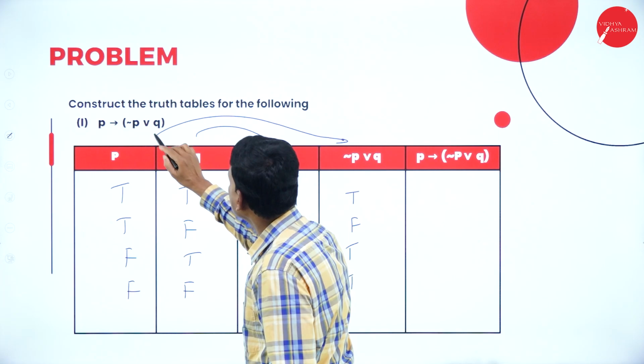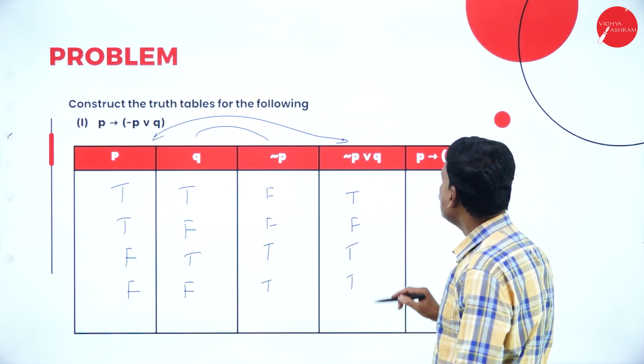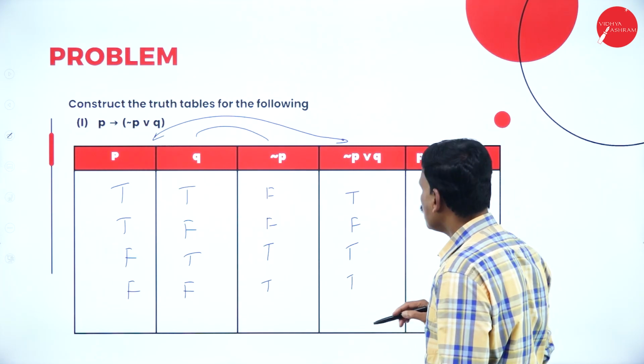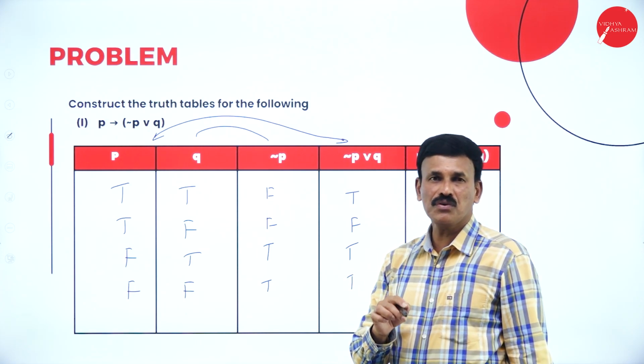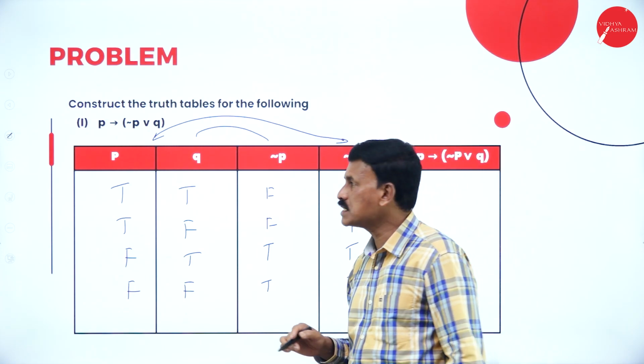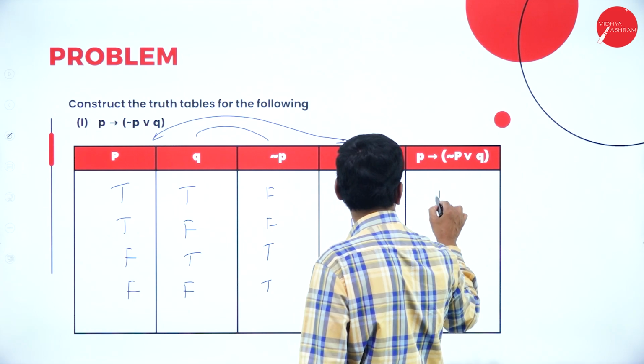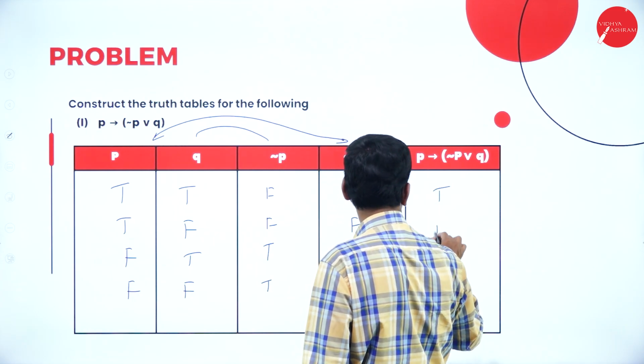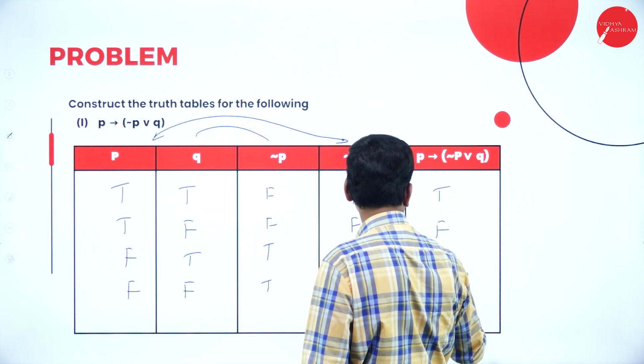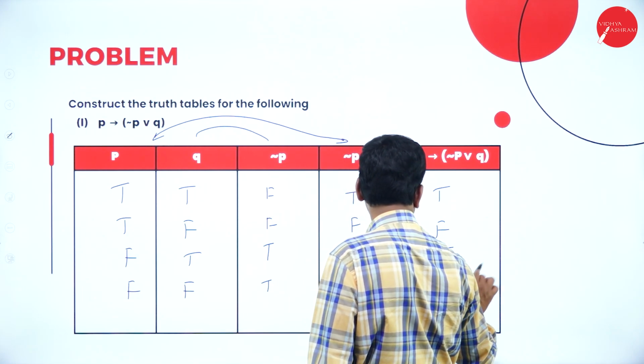Conditional statement for negation of P, disjunction Q. So what is the conditional? If true and false, then it is false. In other cases it is true. So true and true is true. Again true and false is false. Again false and true is true. False and false is also true.